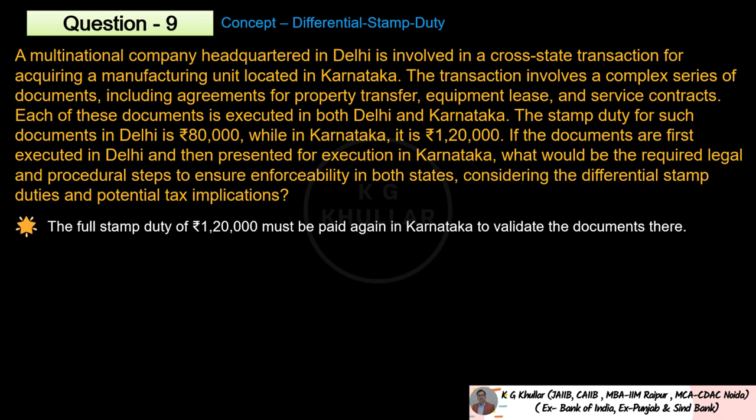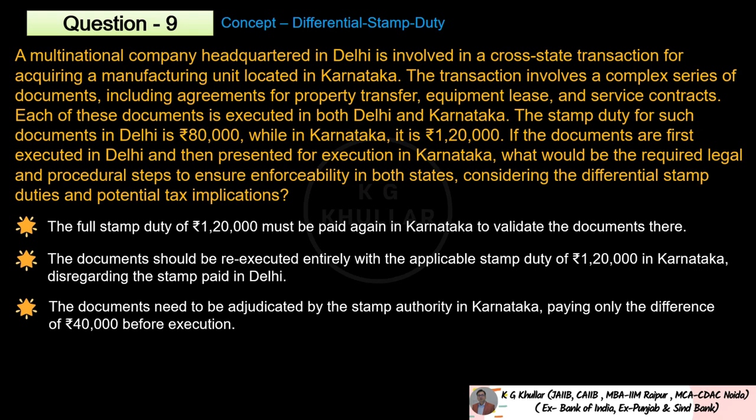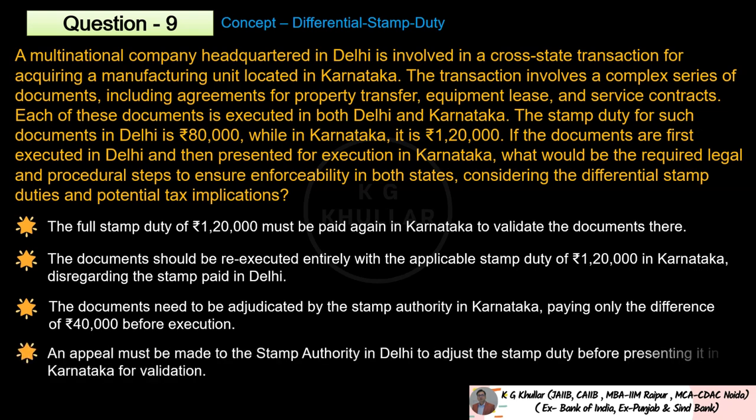That is, first option is the full stamp duty of rupees 1,20,000 must be paid again in Karnataka to validate the documents there. Then second option B is the document should be re-executed entirely and the applicable duty of rupees 1,20,000 in Karnataka, disregarding the stamp paid in Delhi. Then option C is the documents need to be adjudicated by the stamp authority in Karnataka, paying only the difference of rupees 40,000 before execution. And last option D is an appeal must be made to the stamp authority in Delhi to adjust the stamp duty before presenting it in Karnataka for validation.